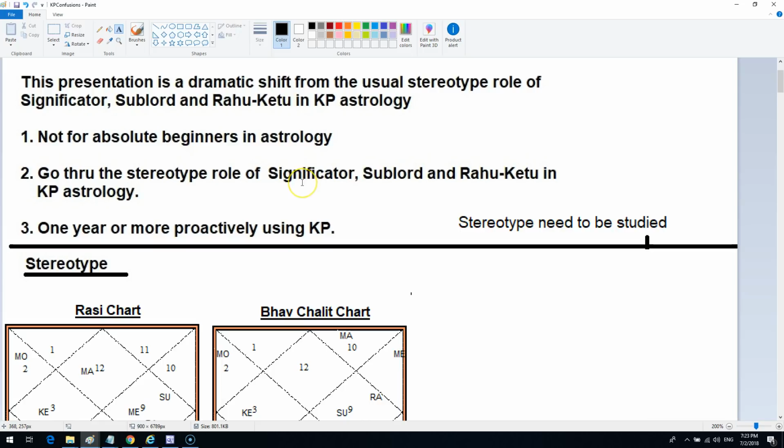And there are some confusions in KP astrology about the role of significator, sublord, and Rahu Ketu, and that is what I am going to discuss in this particular video. This is a very important video. If you are a follower of Krishnamurti Paddhati, and you are confused by the role of significator, sublord, and Rahu Ketu, then this particular presentation is meant for you.